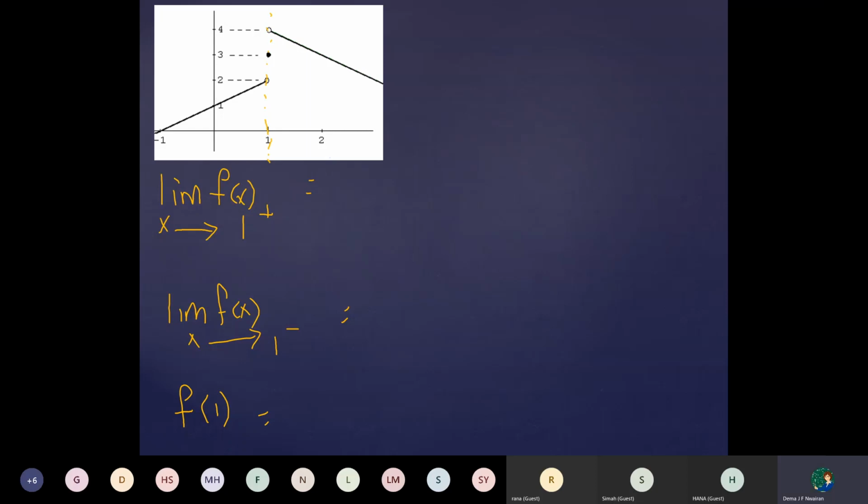So, limit f of x when x approaches 1 from the right. This is 1. Where's the right hand? It is here. Here we have the right hand. If you look at this side here, the number is going to be 4. So the limit f of x when x approaches 1 from the right is going to be near 4. What about the left hand? Here we have 1. Look at the left hand. You have to look at this side. What about 1 from the left side? It is 2.